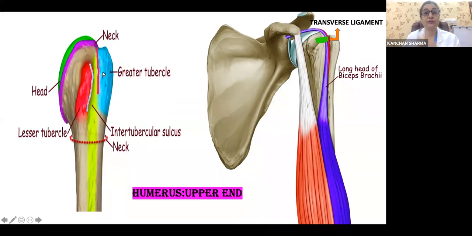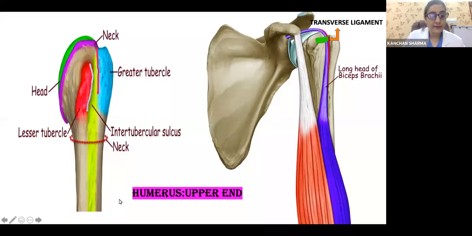Now, what is the importance of knowing this? You have a floor here, and two fences, one on each side. Why is it important? Because this is what is going to lodge the long head of your biceps tendon. You can see how the biceps tendon goes inside the intertubercular sulcus, and this tendon is held there by your transverse ligament. That's why when you put your probe there, you will see two bumpy things, the greater tubercle and the lesser tubercle, and then you will see the long head of biceps tendon.